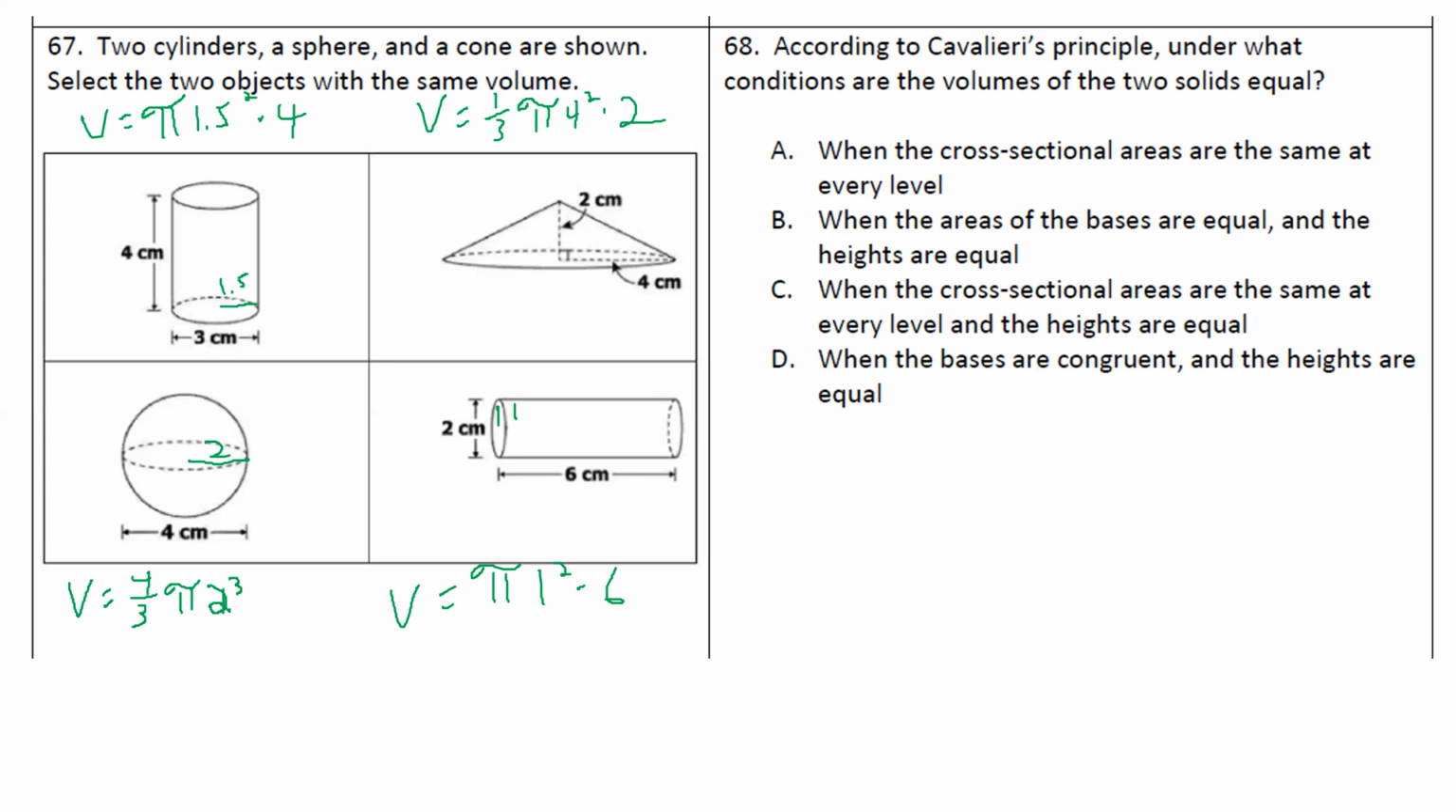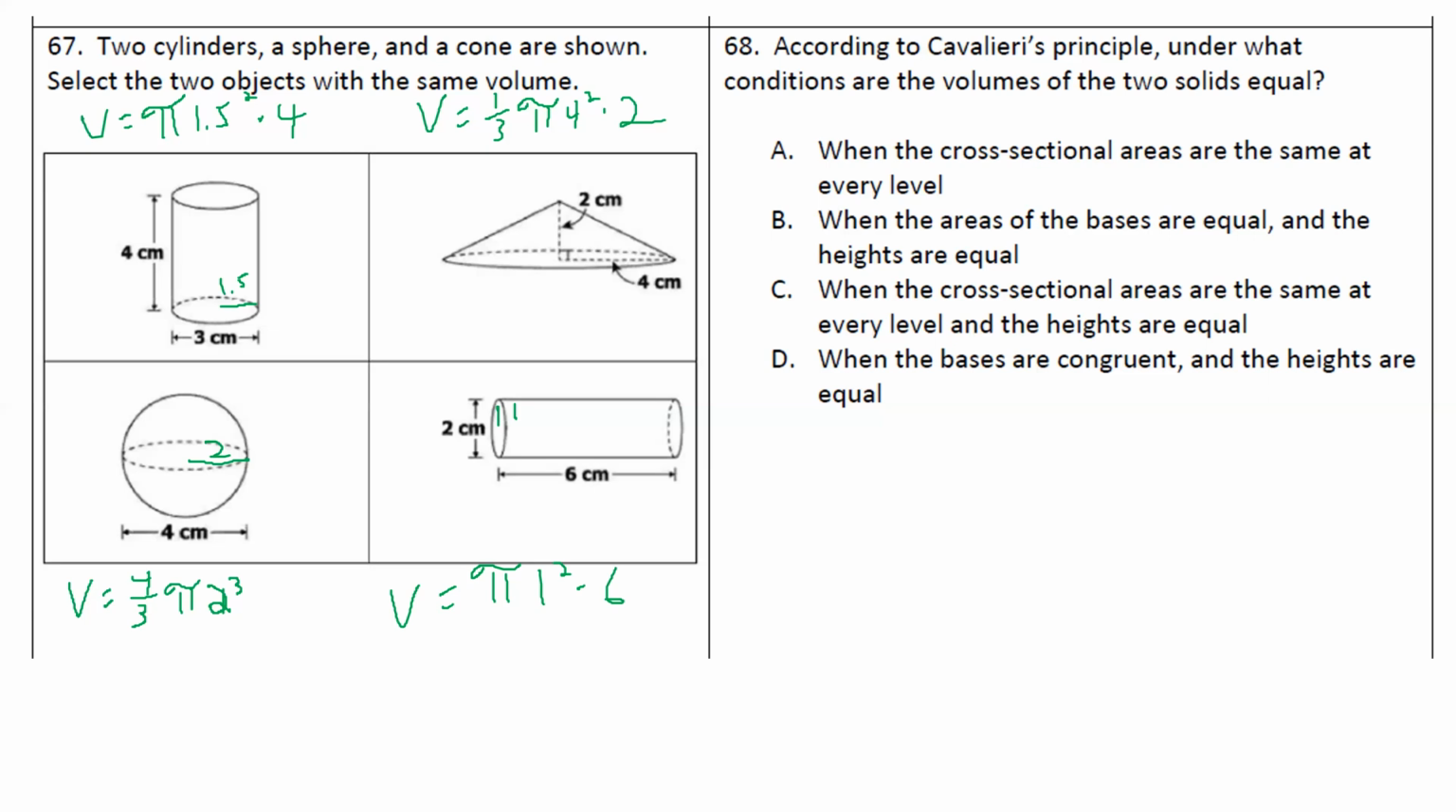Any guesses? So the cone and the sphere both have that fraction in there where we have dividing by 3. We have some similar numbers. We have 4s and 2s. So I would say that's probably those 2. So we're going to check those 2 first.